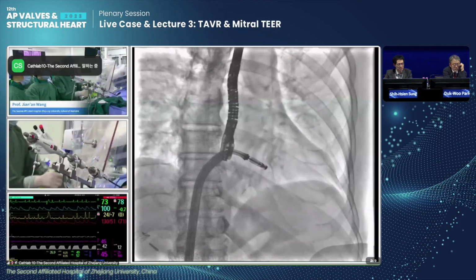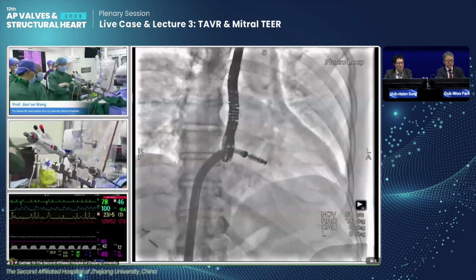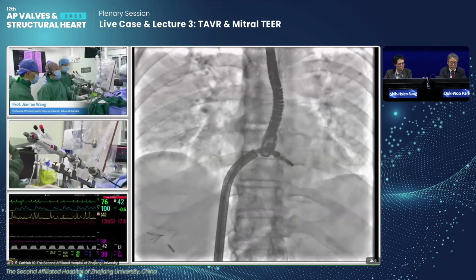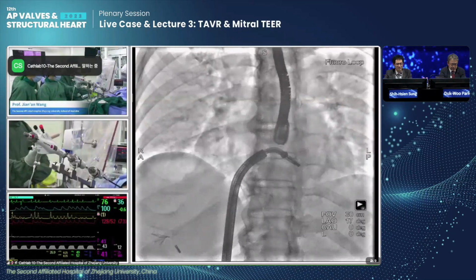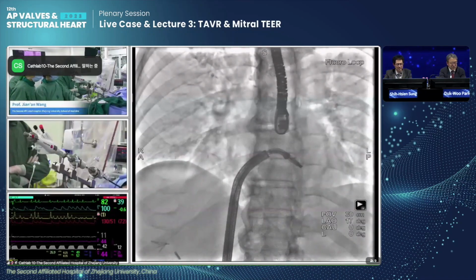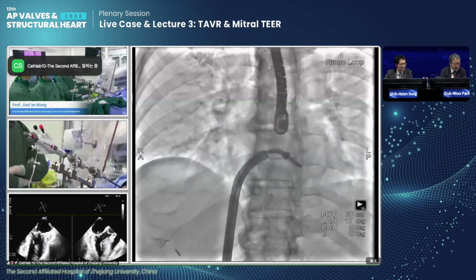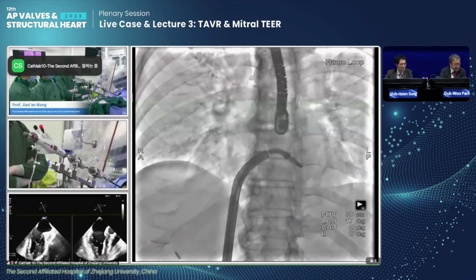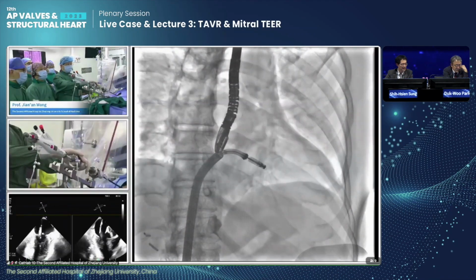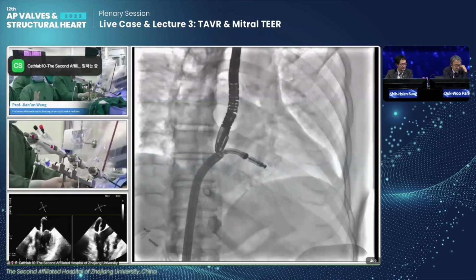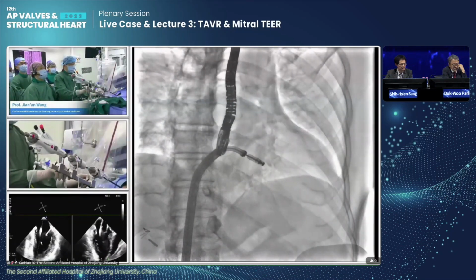Is it overriding already? Professor Wang, are you overlapping the clip arm? Yes, we already achieved the overriding now. Yes, it's straddle. Okay, good. Straddle is okay. Can we have the echo on the main screen? Oh, there it is in the bottom left. Put the ultrasound on the big screen.